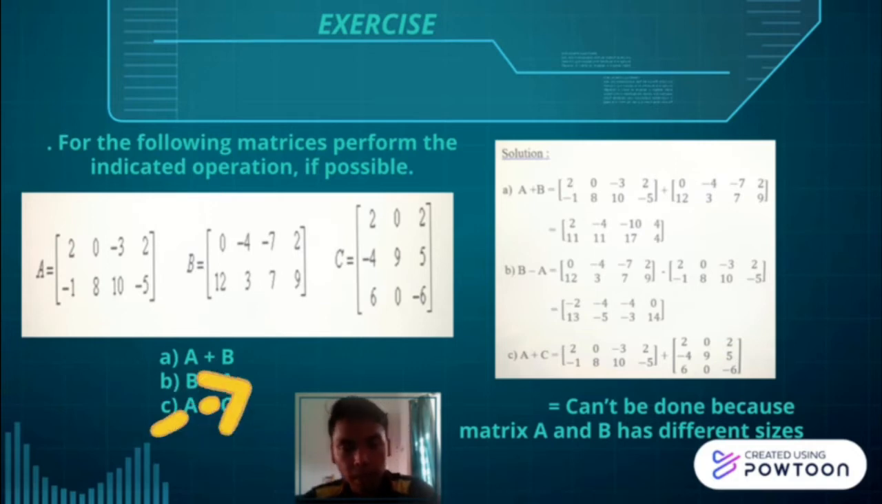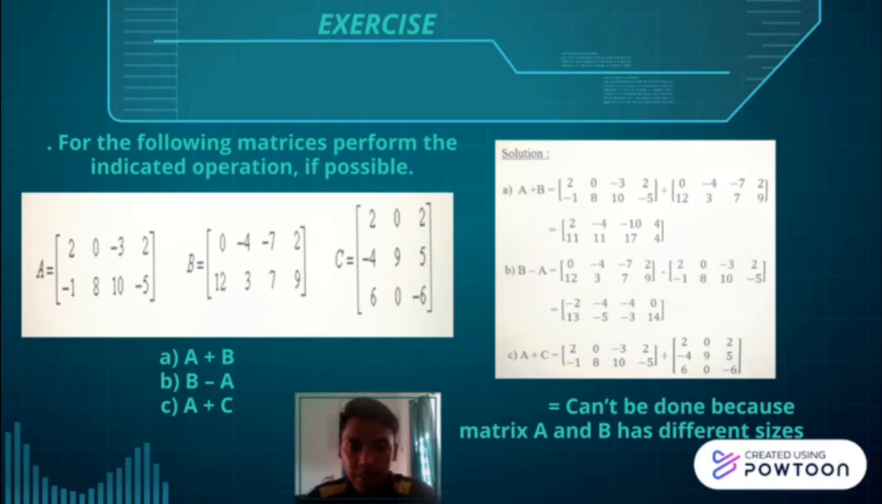Okay, next, B minus A. We put the B matrix and then subtract the A matrix, and then we will get the answer. For subtraction, my advice is to always be careful, because subtraction can sometimes be confusing when you subtract a negative value, because when subtraction meets a negative value, it becomes positive. So always be careful and focus when doing calculations in subtraction.